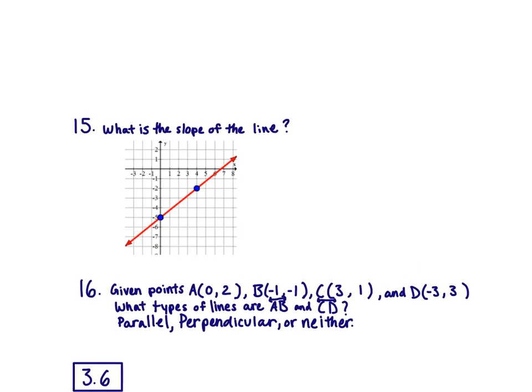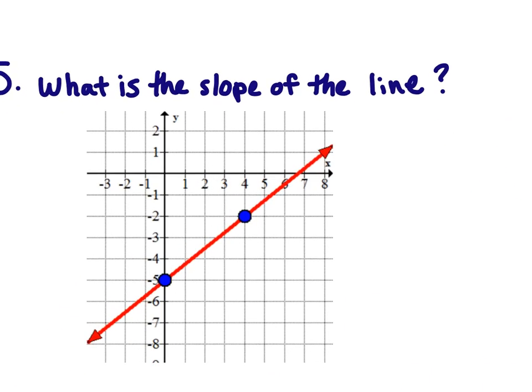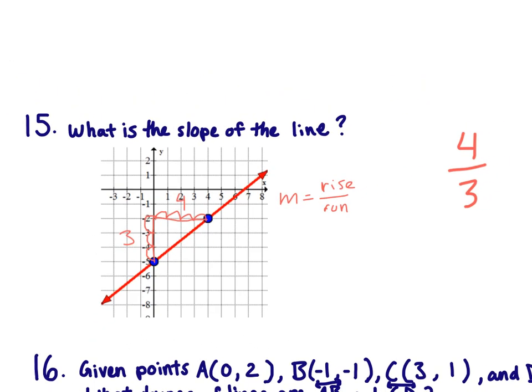Peter, what'd you get for 15? 4 over 3. Peter says 4 over 3. Let's see. We can make a triangle here. And we go up 1, 2, 3. So our rise would be 3. And our run would be 1, 2, 3, 4. The formula for slope would be rise over run. So what's our rise? 3. And what's our run? 4. So the slope would be 3 over 4.